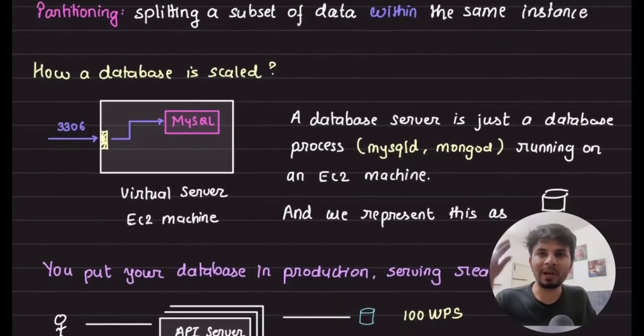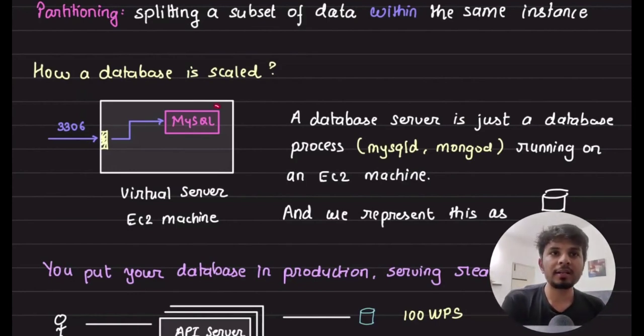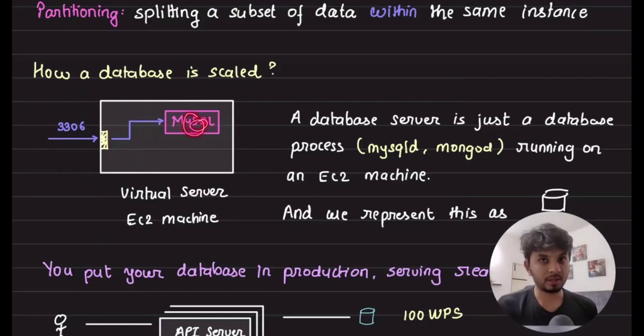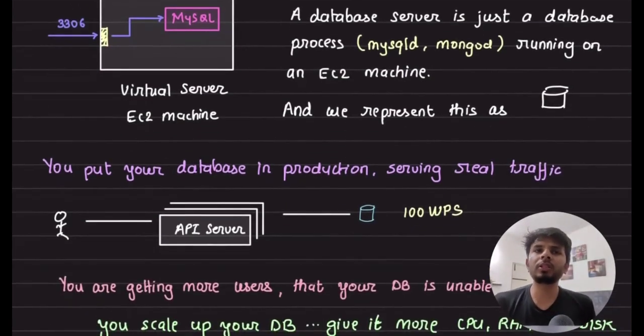Now let's talk about how databases are scaled so that we understand where sharding comes in and where partitioning comes in. So a database is nothing but a simple MySQL process. Let's say I'm taking the example of MySQL over here. A simple MySQL process running within an EC2 machine with an exposed port of 3306. Anyone who wants to talk to it talks to this port. The request is handled by your MySQL process, it gets things done and sends it back over the network. This is just a single EC2 machine within which the MySQL process is running. So this is what your database is.